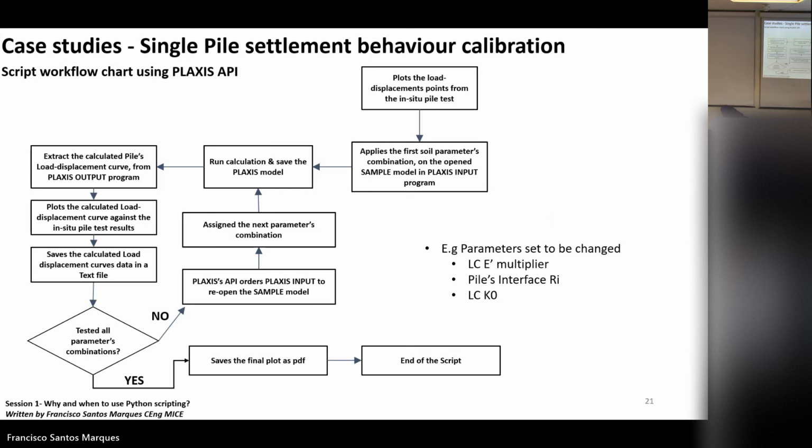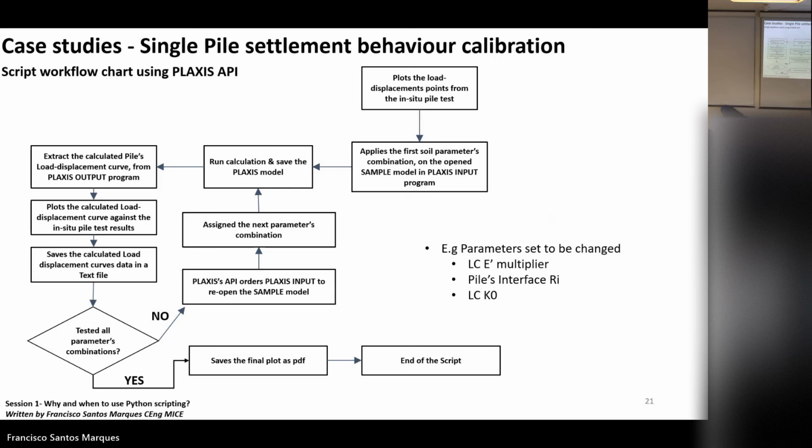And then at the end of these runs, if we still don't have any match, then we just repeat the test all over again. And if it is yes, then it will save the final plot as a PDF and it will finish the script. Okay, that's the efficient way.